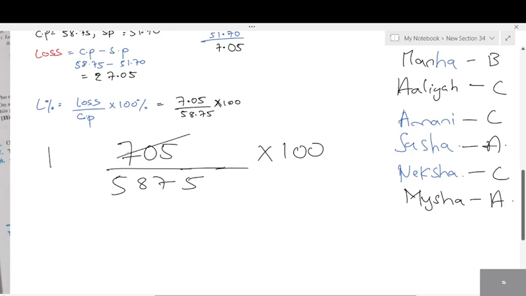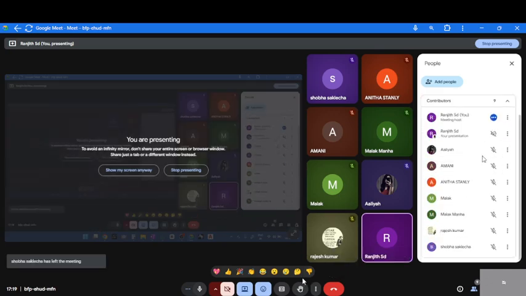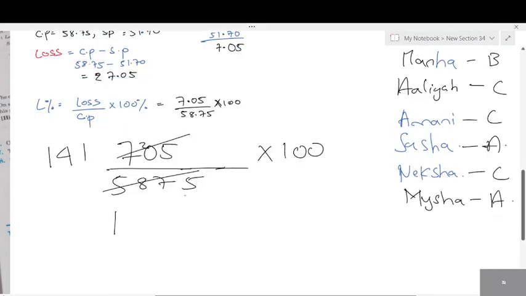5 ones are 5, carry 2. 5 fours are 20, 141. Divided by 5 ones are 5. Then again 5 ones are 5. 5 sevens are 35. Okay, it is actually 1175. Made a mistake. So 141 divided by 1175 into 100.